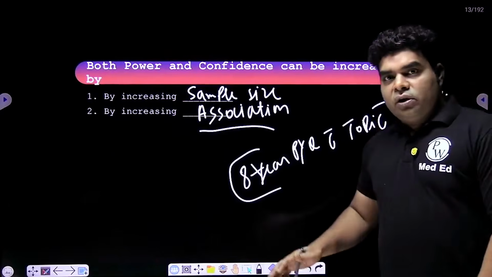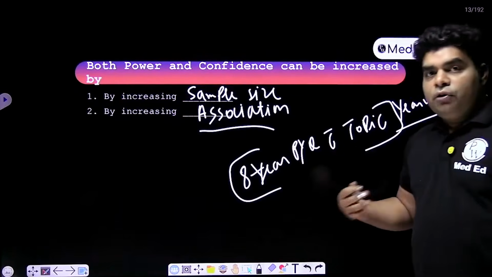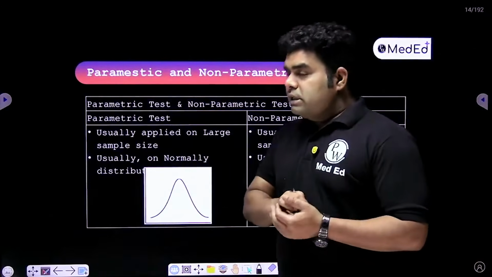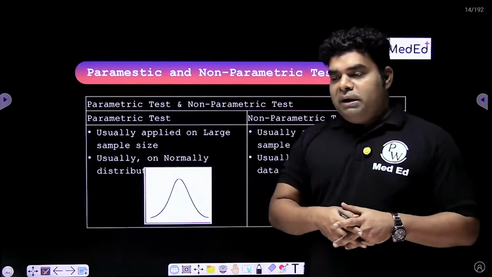Always, in the last days also, do PYQs with topic year wise, and if you do it, your score can actually jump a lot. So this is the concept of p-value, alpha and beta error, power and confidence. I hope it is clear.